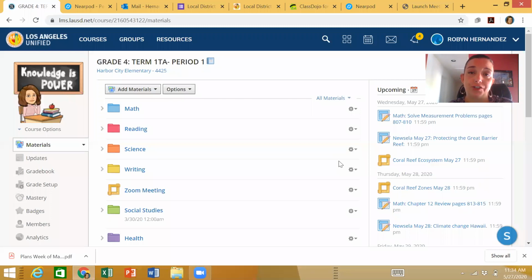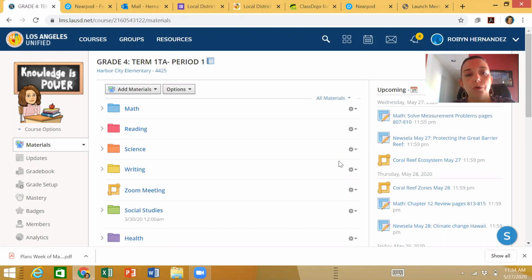Today is Thursday, June 4th, and we are going to continue learning about area and perimeter. Today, we're actually going to focus on formulas for measuring perimeter. We're going to do another Nearpod lesson. So I'm going to show you how to access the assignment, and then I'm going to go through it with you.